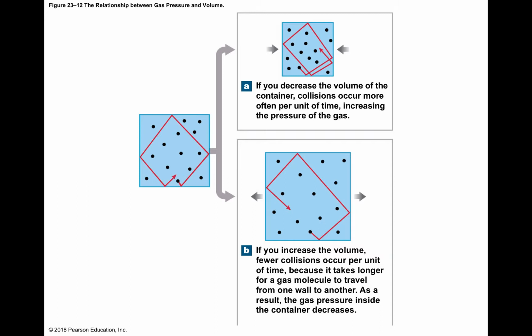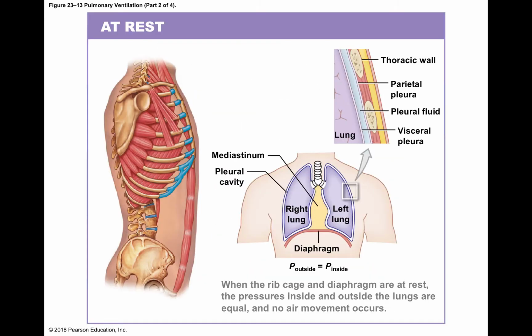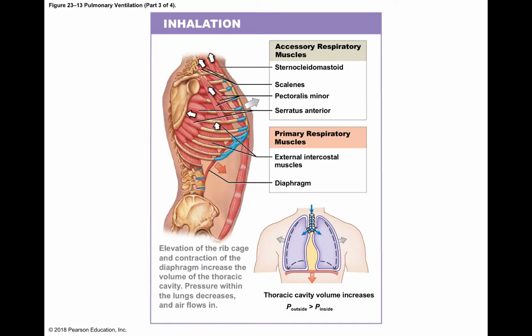Okay, so then how do we do that? How do we increase the size of the space? Well, in order to increase the size of the space, we have to use muscles. The muscles that are going to be used are the diaphragm and the external intercostal muscles. Okay? Let's look at the lungs here, in this drawing.